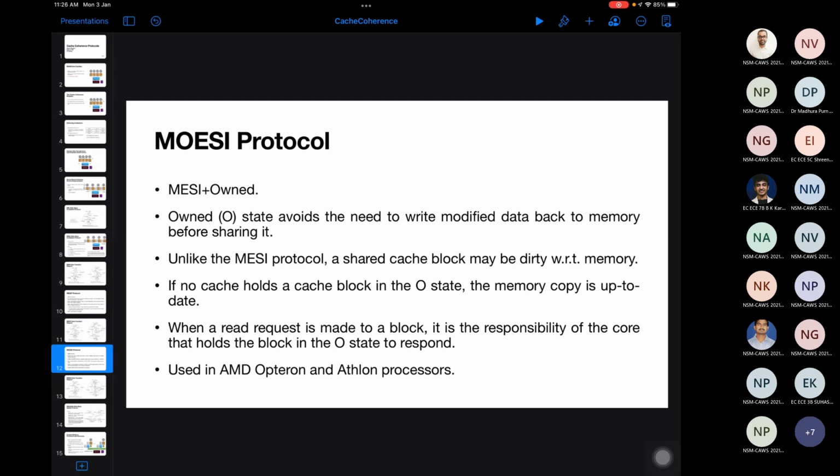So the owned state avoids the need to write modified data back to the memory before sharing it. In other words, when core 2 has the data in a modified state and core 1 wants the data, core 2's cache is going to supply data directly to core 1 without updating the LLC. But now core 2 is going to change the state from modified to owned. Only when you are evicting the block in owned state are we going to update that in the lower level. Or if you are evicting the block in a modified state, that also we are going to write to the lower level cache. That is already there in this particular diagram.